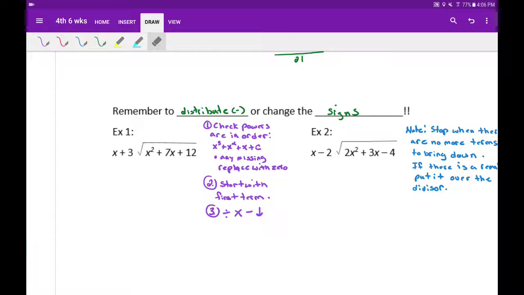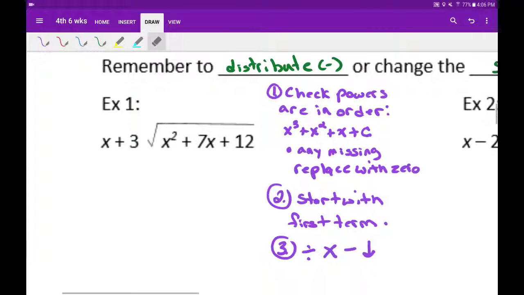Looking at the first two terms, which are x and x squared, we want to make those match so they cancel out when we subtract them. So x squared divided by x is going to be an x. And we multiply this x into both terms of the divisor. So x times x is x squared, x times 3 is plus 3x.